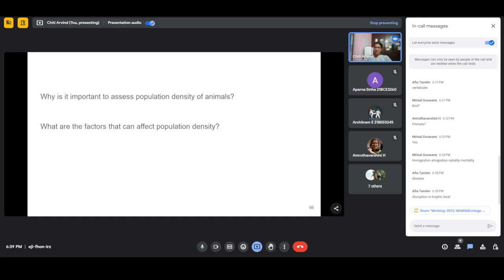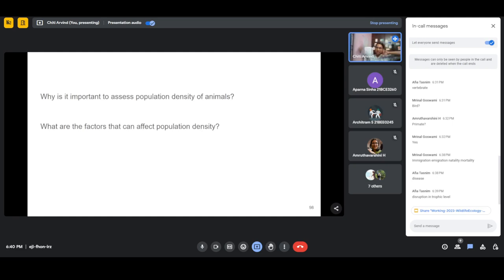So when we are trying to assess any particular organism in its environment, what is important to know? What is important to know? Let's just take, for example, conservation of tigers. Why should tigers be conserved, or why should elephants be conserved? No idea?